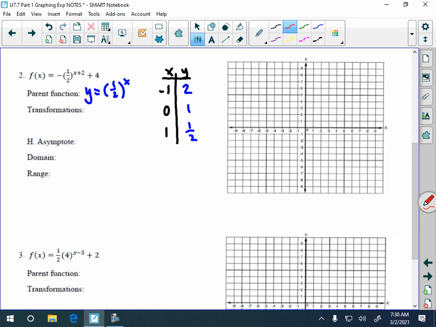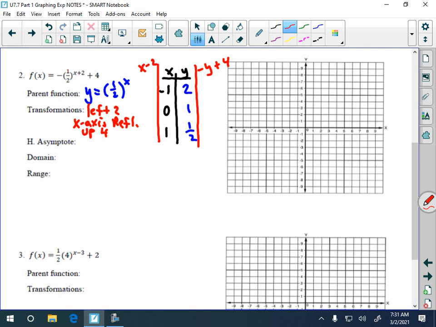All right, our transformation, it's like left 2. We have an x-axis reflection. And up 4. All right, so then our table, we're going to subtract 2 from all the x's, because you got to do the opposite of whatever number is next to the exponent. On the y's, we're going to multiply each y value by the negative 1 that's in front, and then we're going to add 4 to that answer.